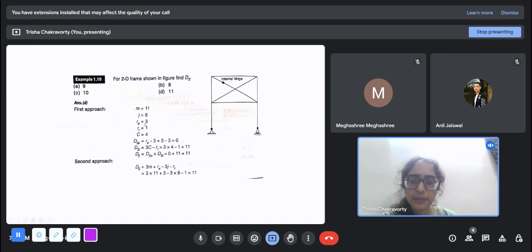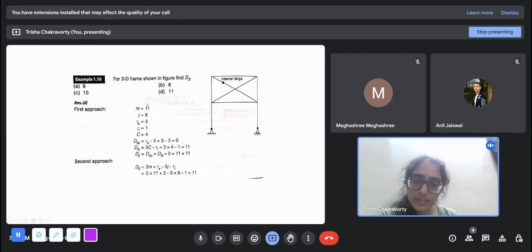This is another frame. Here also we have an internal hinge. Here we see the number of joints: 1, 2, 3, 4, 5, 6, 7, and this internal hinge. So there are 8 joints. There are 11 members: 1, 2, 3, 4, 5, 6, 7, 8, 9, 10, and 11.